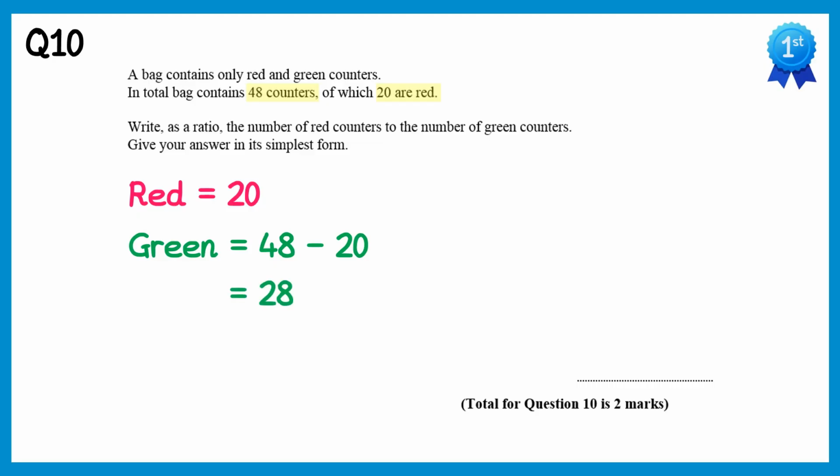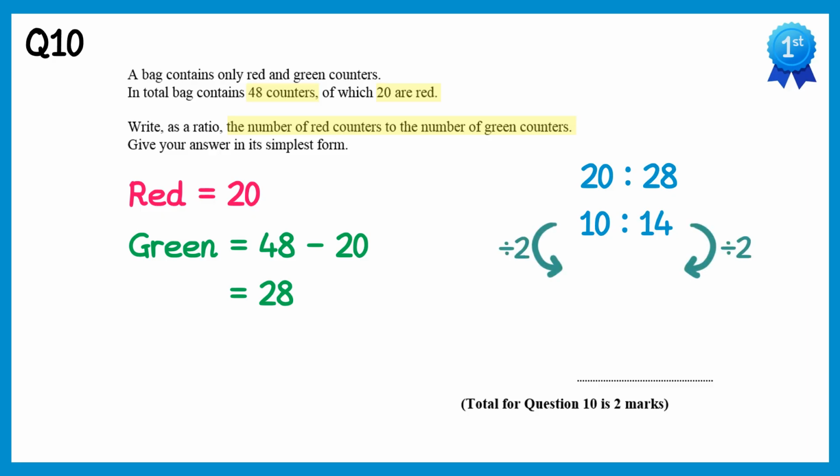We now need to write the ratio of the number of red to the number of green. So that's 20 to 28. We need to give this in simplest form though, so if we divide by 2 on both sides, we'll get 10 to 14. If we divide by 2 again, we'll get 5 to 7. We can't simplify this any further, so the answer is 5 to 7.